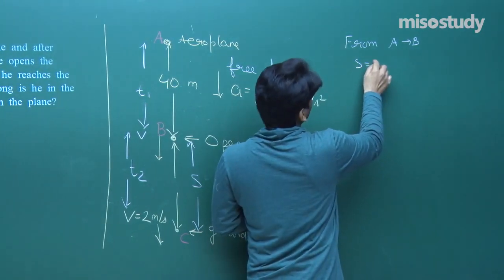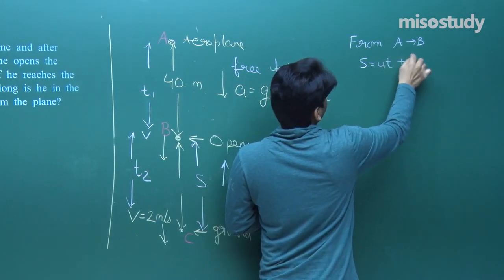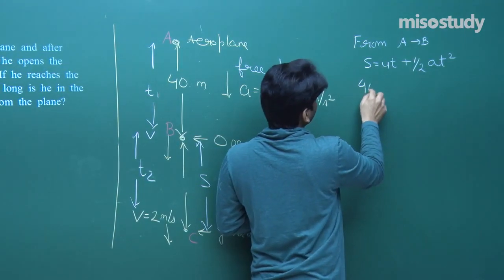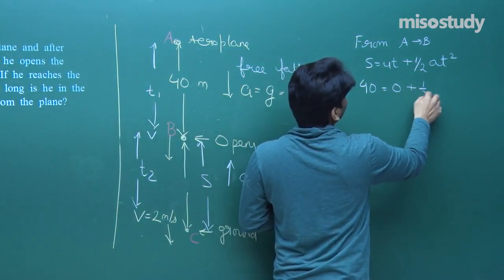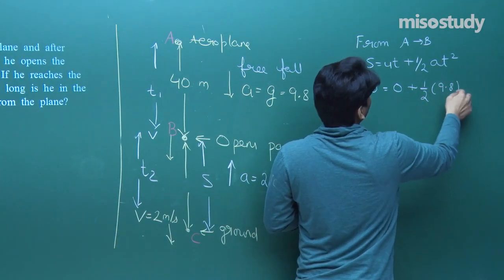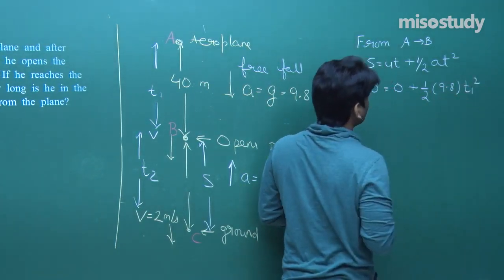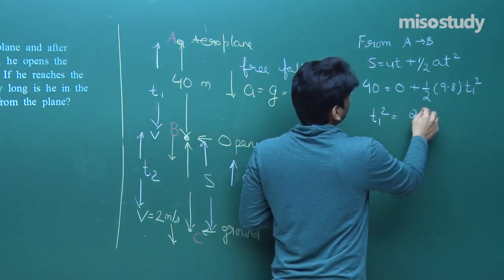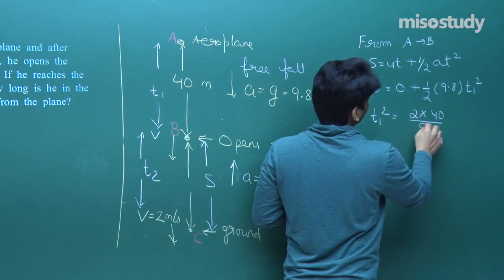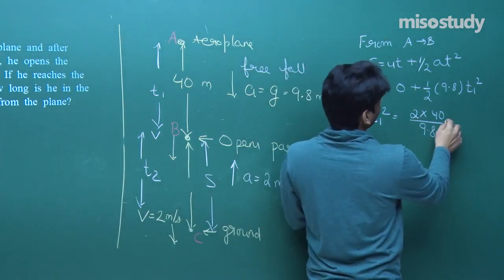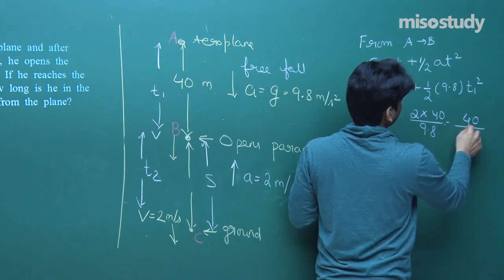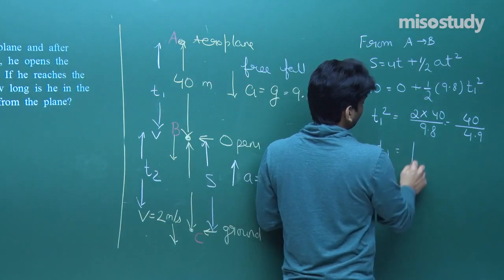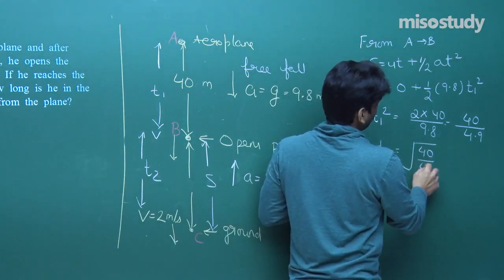we can use S equal to ut plus half at square. S is given as 40, u is 0, and for half the value of a you can use 9.8, and time t we have taken as t1 whole square. This will turn out to be t1 whole square equals 2 into 40 divided by 9.8, that is 40 by 4.9. So t1 will be under root 40 by 4.9.